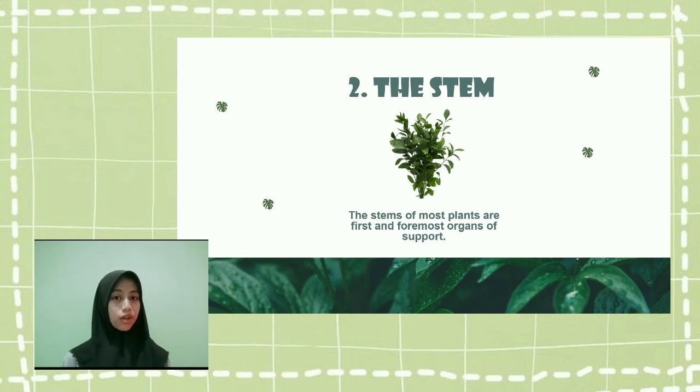As well as support, stems have three other major functions. First, they transport material from one part of the plant to another. Second, they produce new living tissue to replace cells that die and to make new growth. And last, they store food and water.